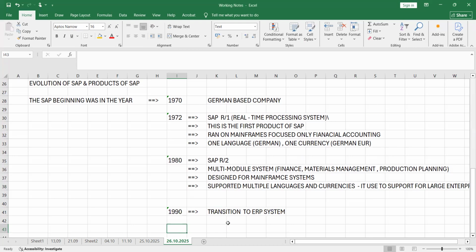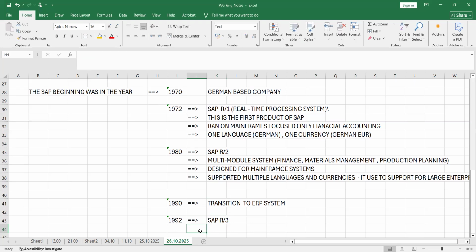So in the year 1992, they came up with a new product, SAP R3. R stands for real time and 3 stands for 3 layer. I'll explain R1, R2 and R3 in depth later, but meanwhile remember R3. In the R3 environment, for the first time in 1992, SAP brought a concept called the client server concept.